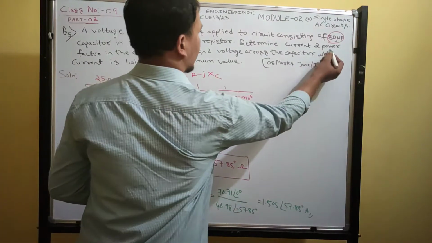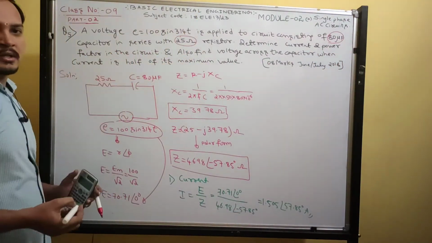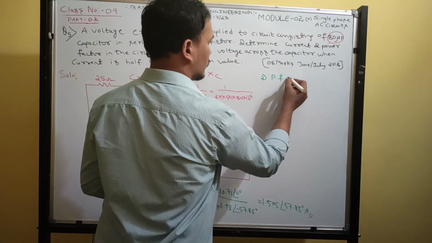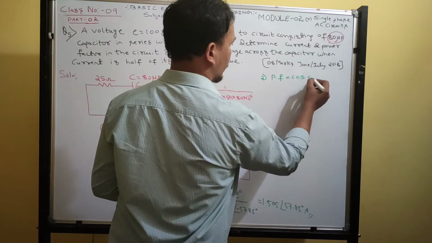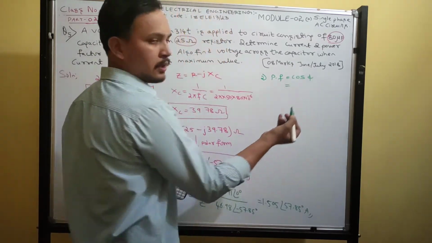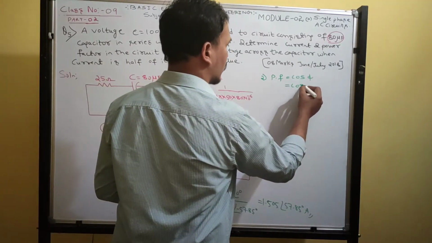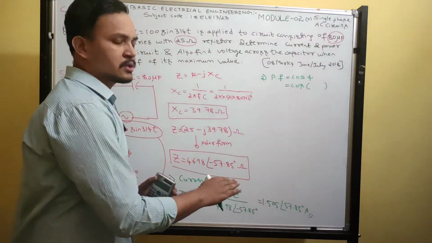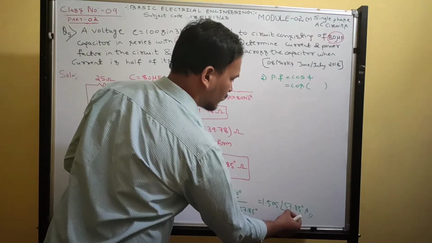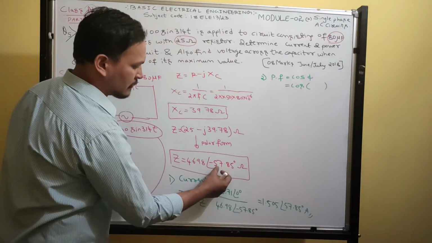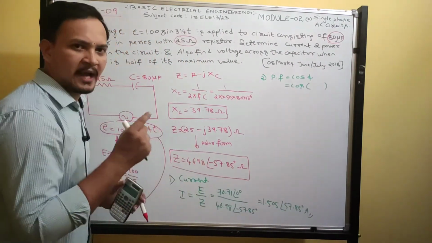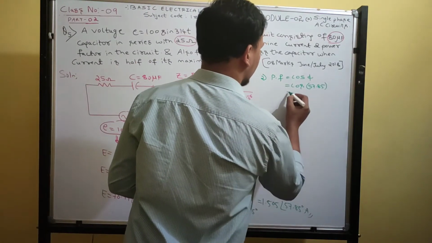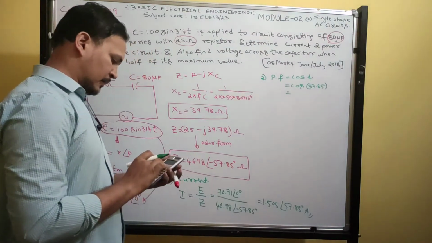Now, what is the next one? Determine the power factor in the circuit. So the second question is power factor. What is the power factor formula? Directly you write cos pi. So you simply take the angle value. Don't take plus and minus. What is the angle value? 57.85. Take that angle only. So cos 57.85, compute this.